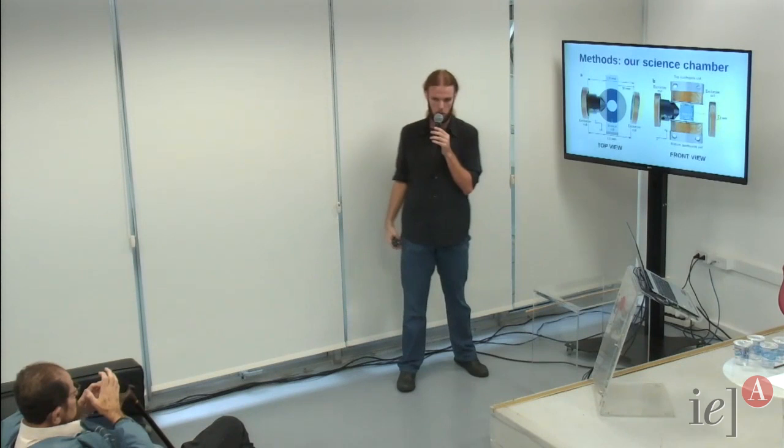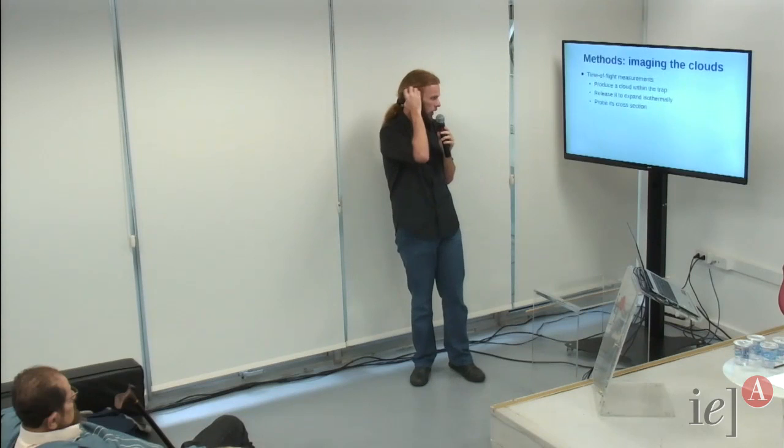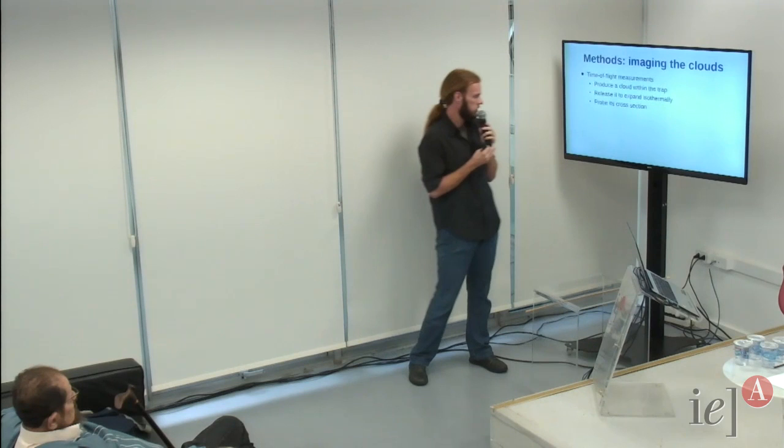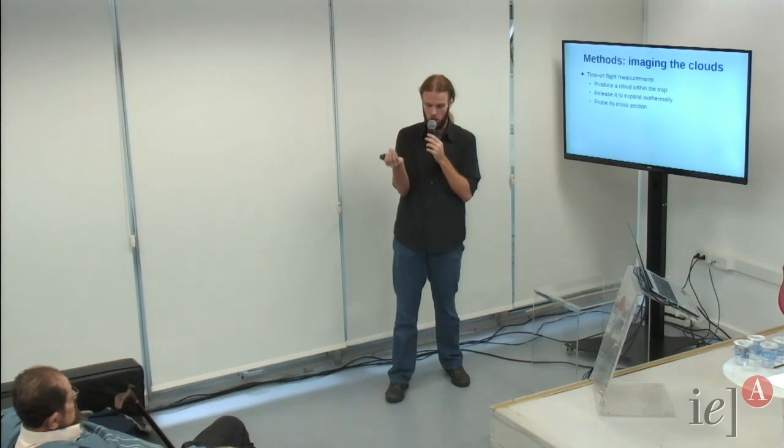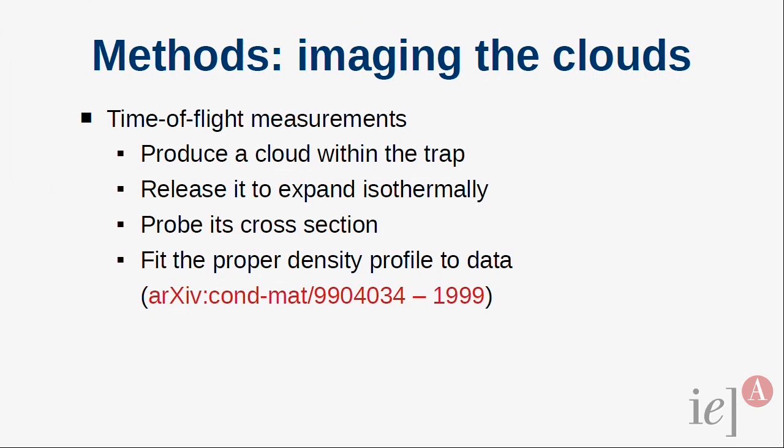And now, how do we do our measurements? As we don't have in situ measurements properly, we perform time of flight measurements that you all know well. So we produce the atomic cloud within the trap, and once it's stable there, we release it to fall and expand isothermally. Then we use an imaging beam to probe its cross section. After that, we need to identify if it has Bose condensed or not.